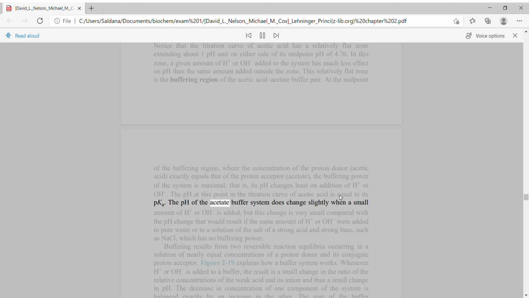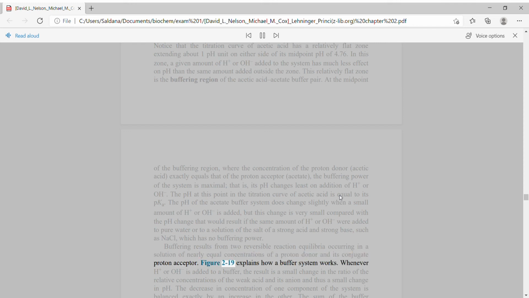The pH of the acetate buffer system does change slightly when a small amount of H+ or OH- is added, but this change is very small compared with the pH change that would result if the same amount of H+ or OH- were added to pure water or to a solution of the salt of a strong acid and strong base, such as NaCl, which has no buffering power. Buffering results from two reversible reaction equilibria occurring in a solution of nearly equal concentrations of a proton donor and its conjugate proton acceptor.